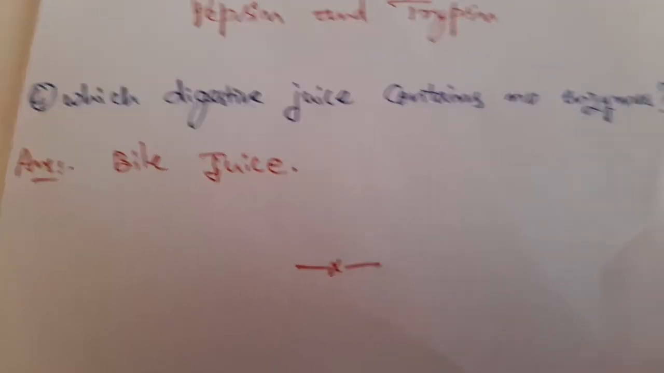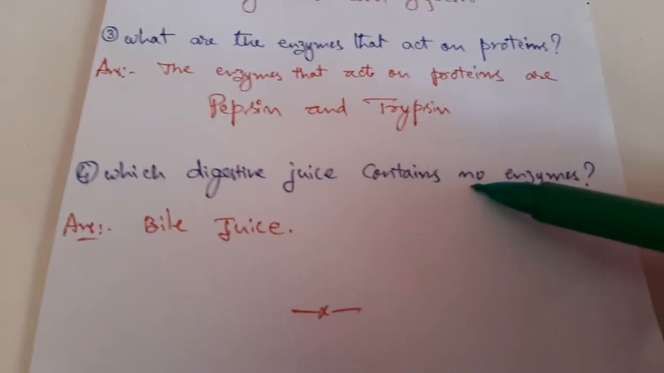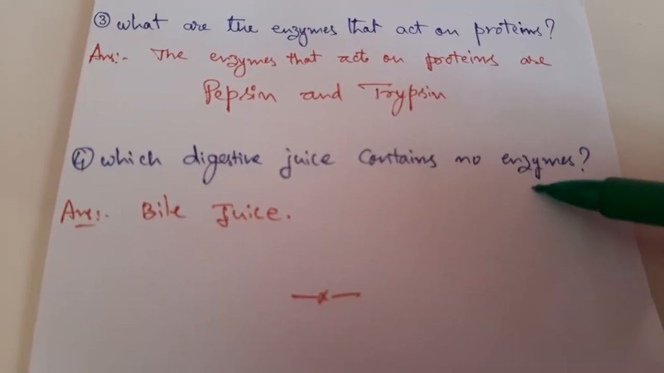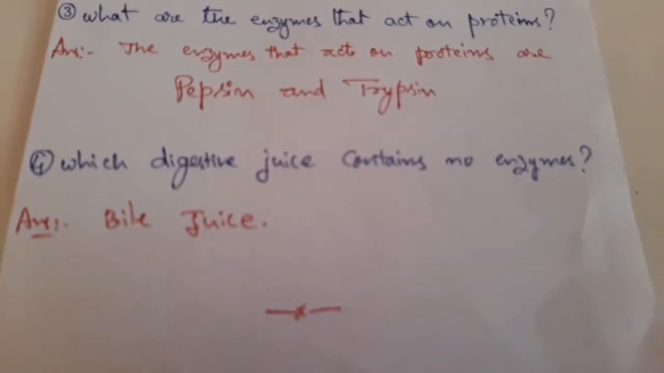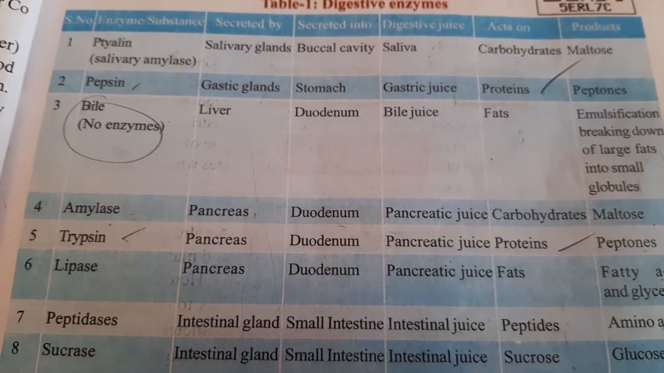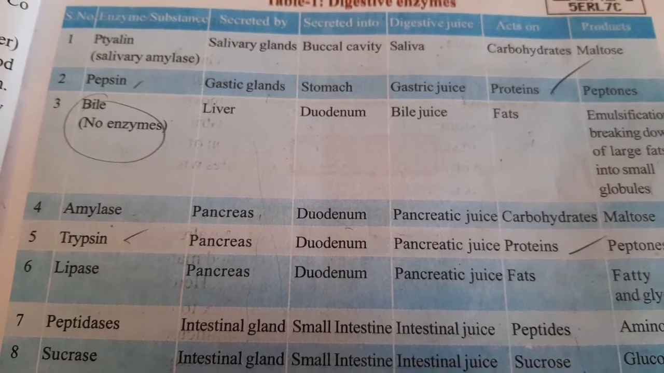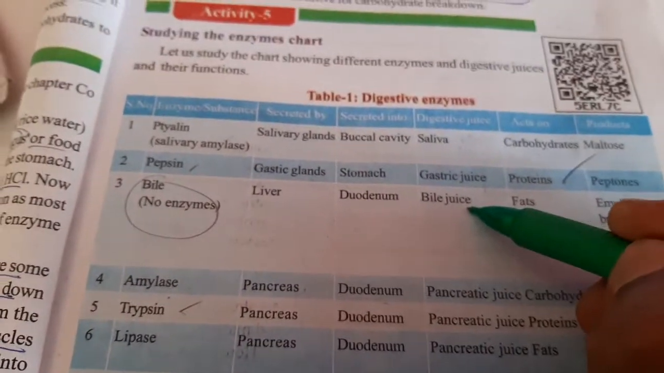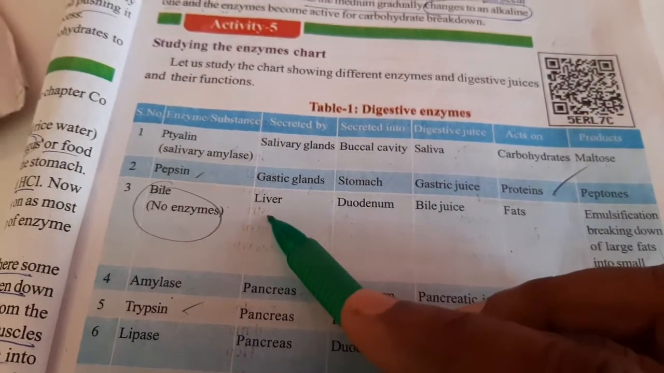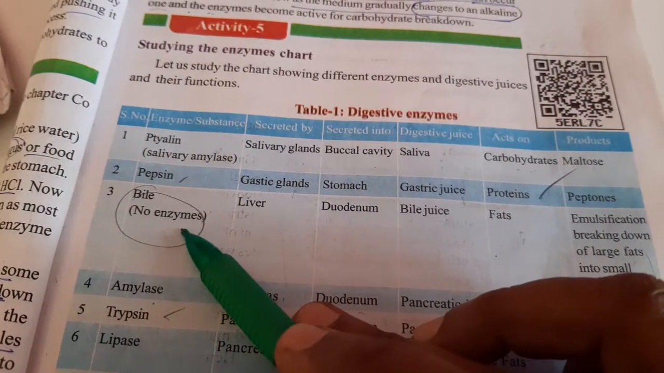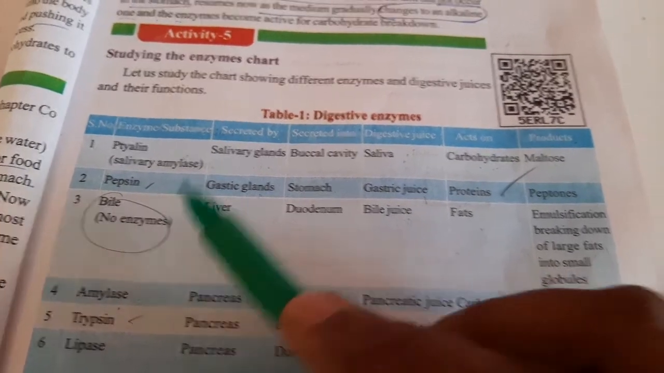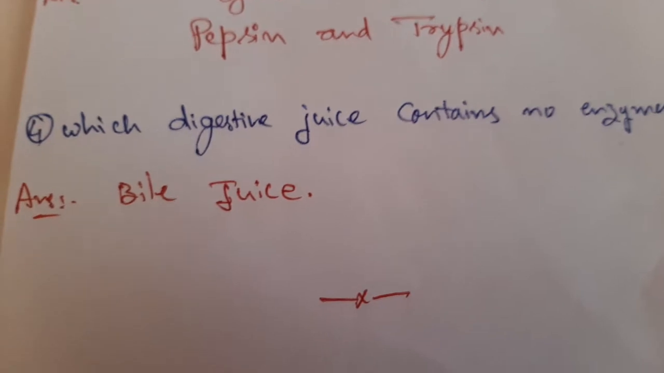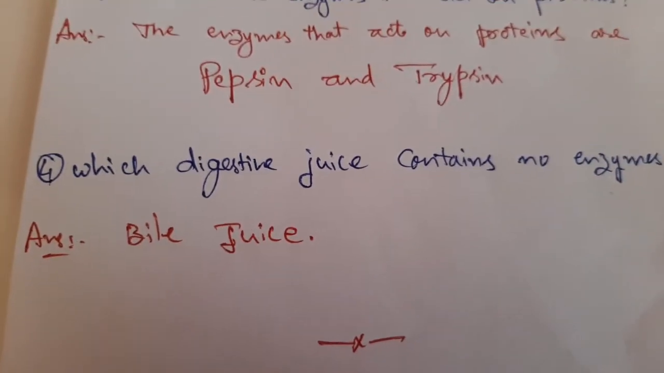Okay. Now students, come to the last question, that is which digestive juice contains no enzymes? So that is the question. So students, observe this table, third one, circled, already circled, bile juice. So bile juice which is produced by liver, it doesn't contain any enzymes. So this is the answer. So which digestive juice contains no enzymes? The answer is bile juice. Okay.